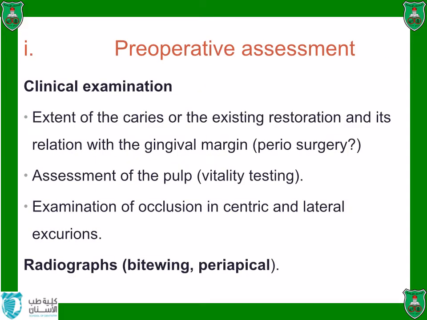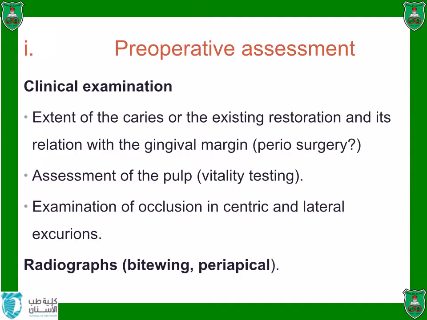For the preoperative assessment, of course, we need to do a clinical examination of the patient. We should know the extent of the caries or the existing restoration and its relation to the gingival margin. Sometimes when we examine the tooth, we will find that the caries is extending subgingivally, and sometimes we can't reach the caries margins to place our restoration. In this case, we consider the tooth unrestorable, and we might do some surgery before we proceed with our restoration, like crown lengthening, gingivectomy, or other surgeries.